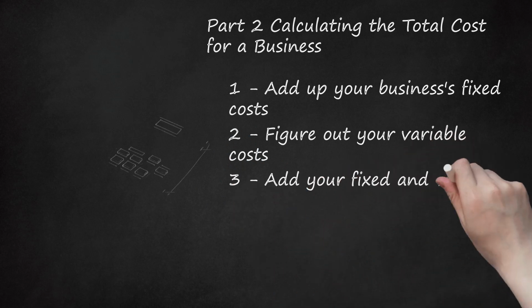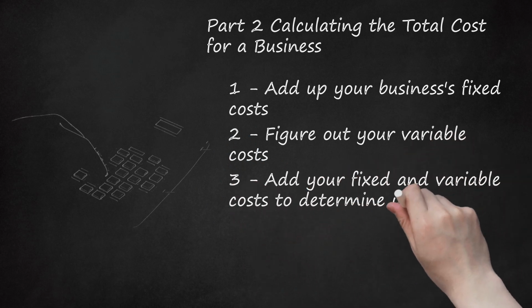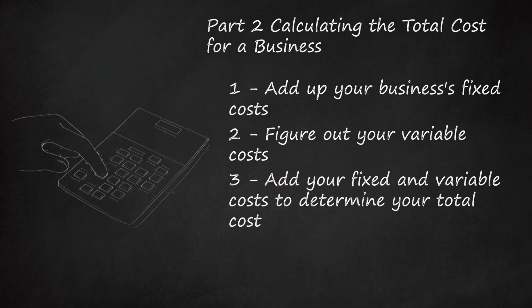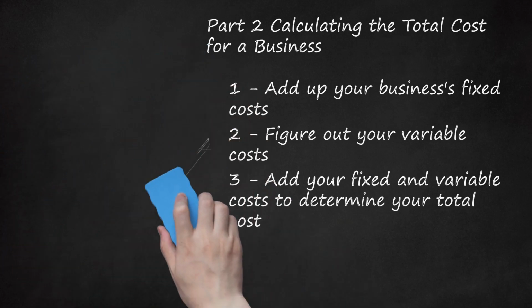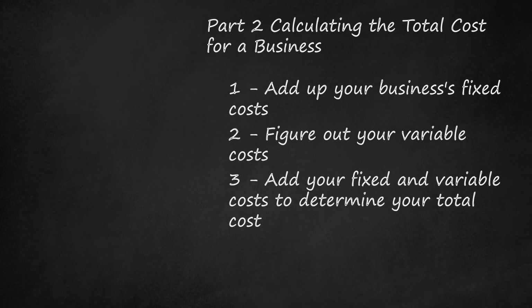3. Add your fixed and variable costs to determine your total cost. As with personal budgets, the formula for calculating a business's total costs is quite simple. Fixed costs plus variable costs equals total cost. In our example, since our fixed costs are $18,000 and our variable costs are $16,000, our total monthly cost for the factory is $34,000.